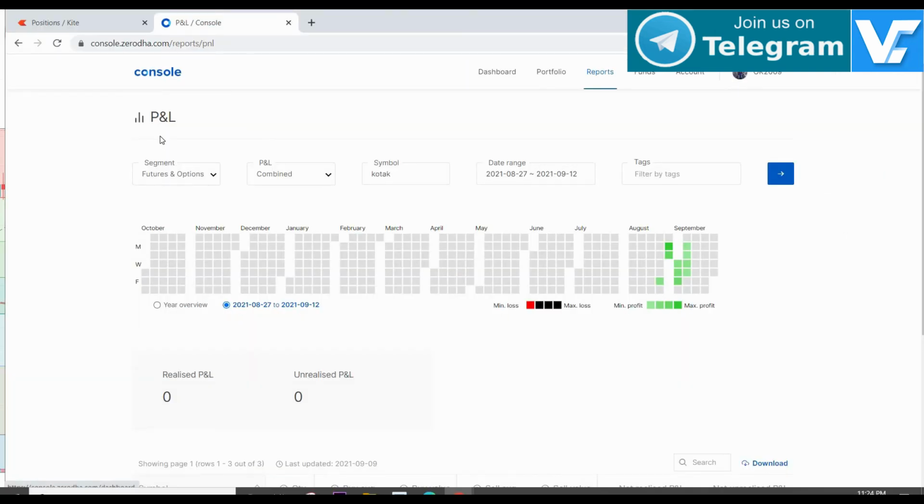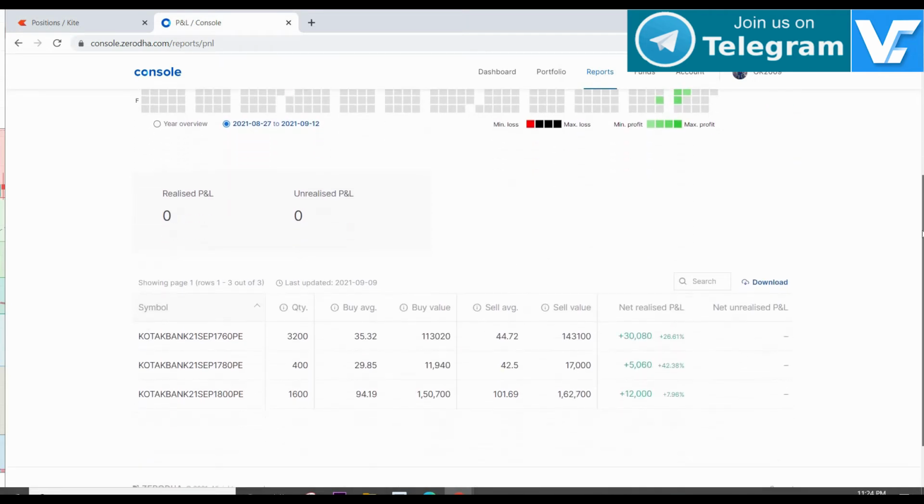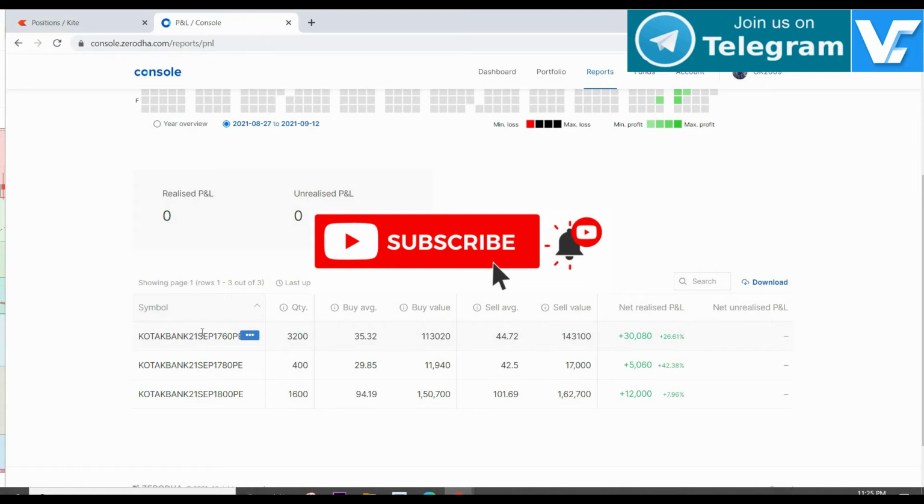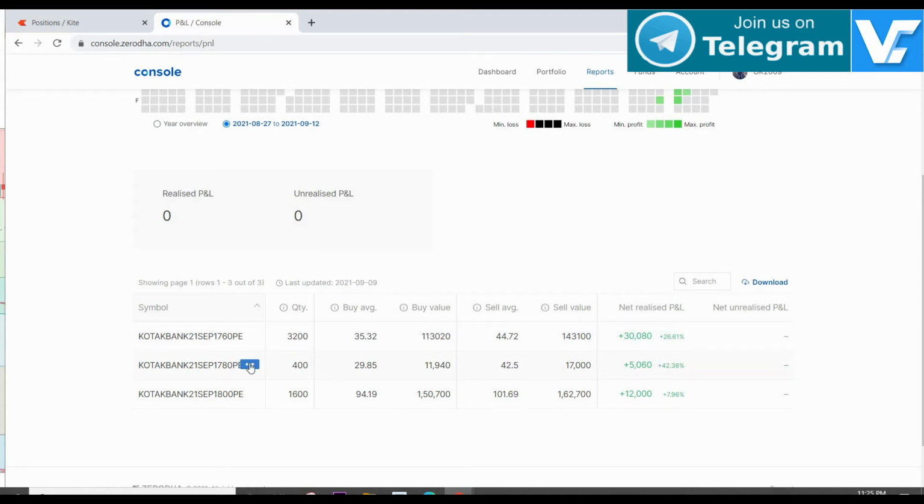This is my console P&L report, futures and options, Kotak Bank, date from 8th to 27th August. I shorted the 1760 put option, the 1780 put option and the 1800 put option as well, and altogether I made a profit of 47,000 rupees.